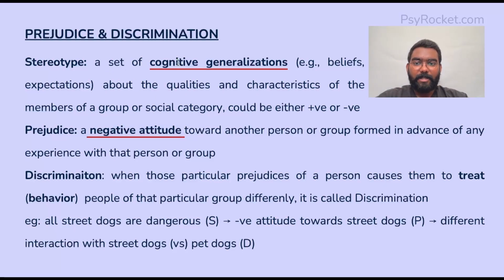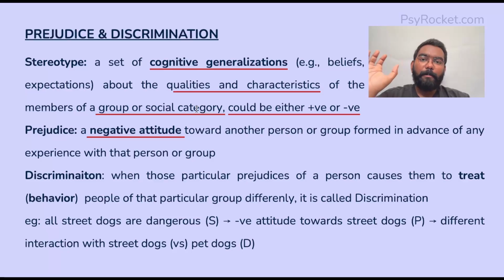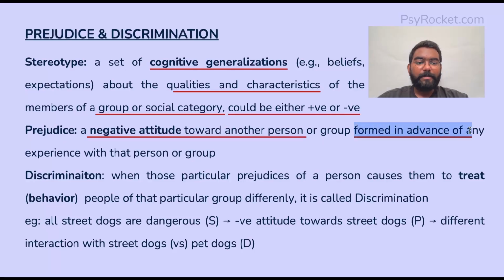Stereotype is a set of cognitive generalizations about the qualities and characteristics of the members of a group or social category. It could be either positive or negative. Please remember, stereotype is mostly negative, but strictly speaking, it could be either positive or negative. Then there is prejudice. Prejudice is definitely a negative attitude toward another person or group, formed in advance of any experience with that person or group. I will explain with an example, please wait.